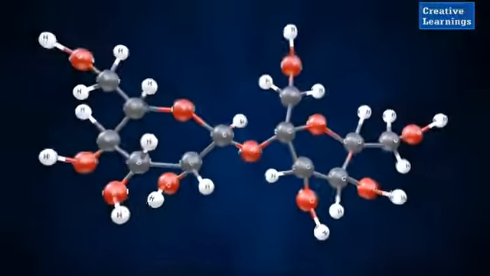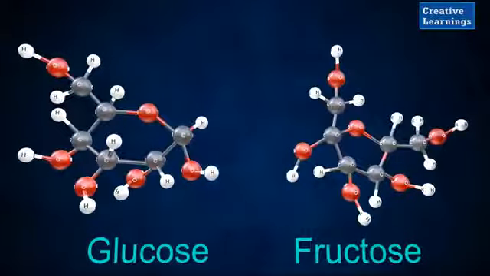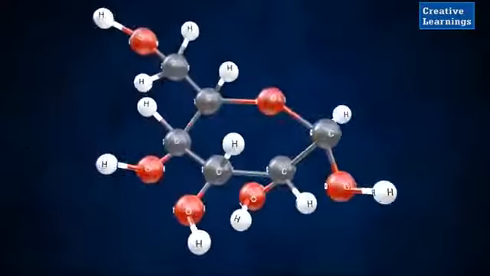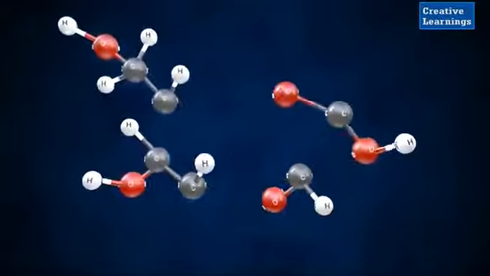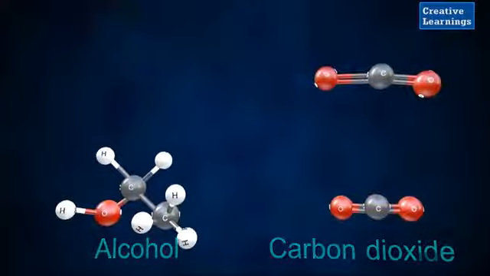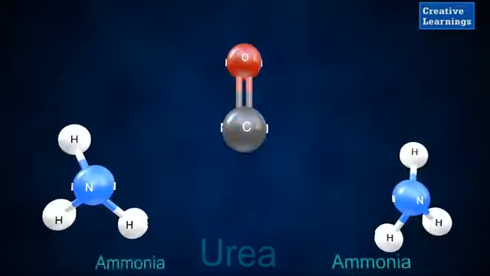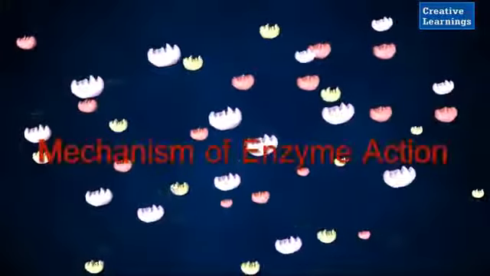These include conversion of sucrose into glucose and fructose, conversion of glucose into ethyl alcohol and carbon dioxide, decomposition of urea into ammonia and carbon dioxide, etc. Enzymes speed up various biochemical reactions without being consumed in the reactions by following a proper mechanism. Let us discuss the mechanism in detail.